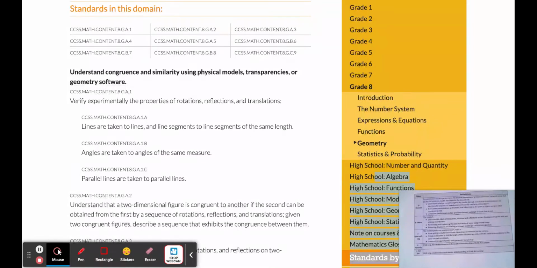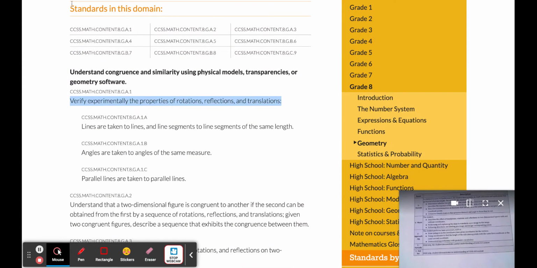So, when we say standards-based grading, what we first want to keep in mind is the academic standards themselves. These standards are what are governed to us from bodies such as the state of Colorado and the Department of Education that tell us what students should be learning in each grade level year. In today's example, we're going to be going over 8th grade content standard GA1, where students are asked to verify experimentally the properties of rotations, reflections, and translations.